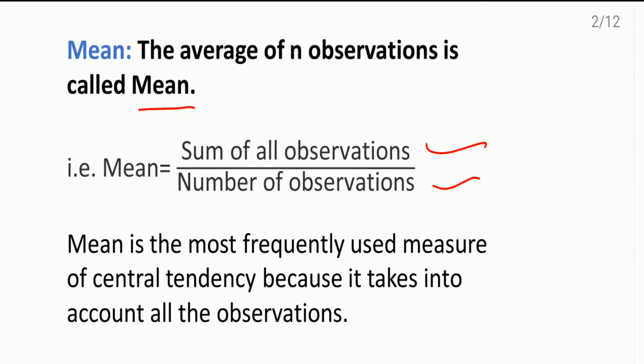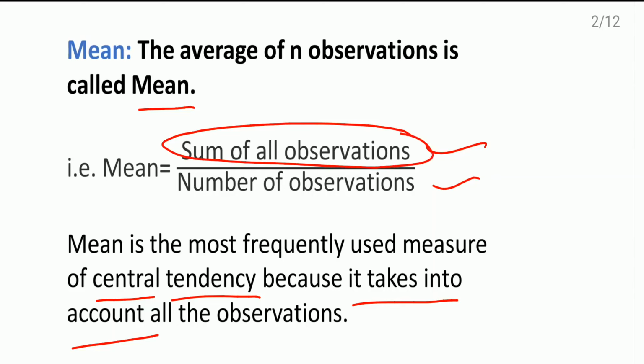Mean is the most frequently used measure of central tendency because it takes into account all the observations. See here, in mean, all the observations we are taking, correct? That's the reason here we have written sum of all the observations. So every observation we take into account.